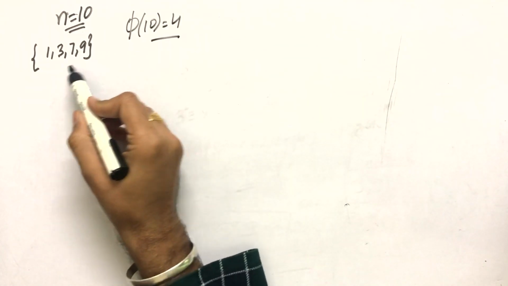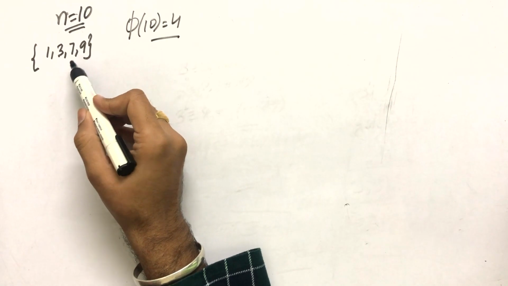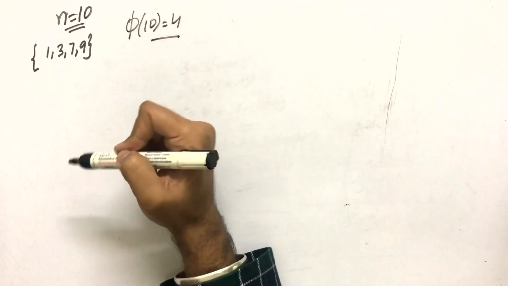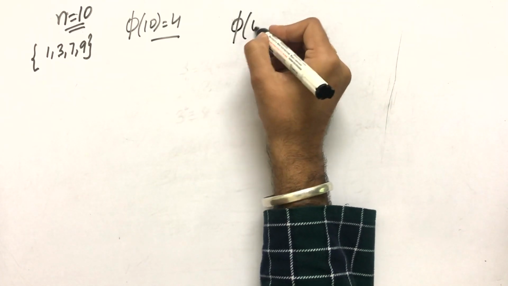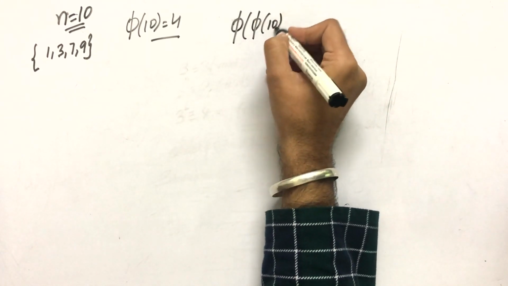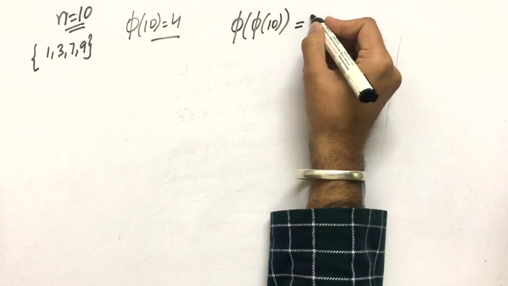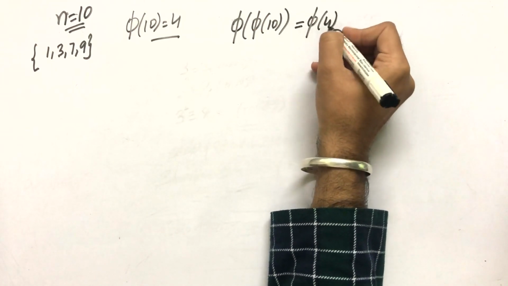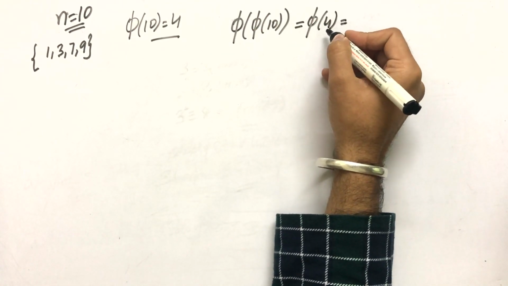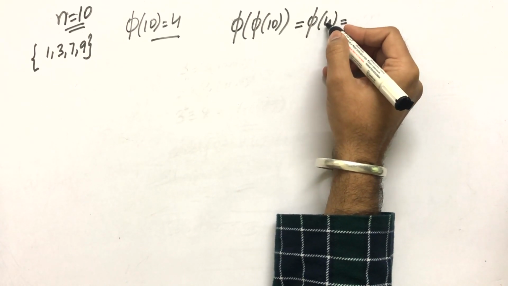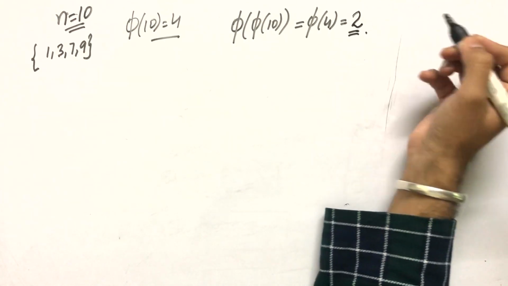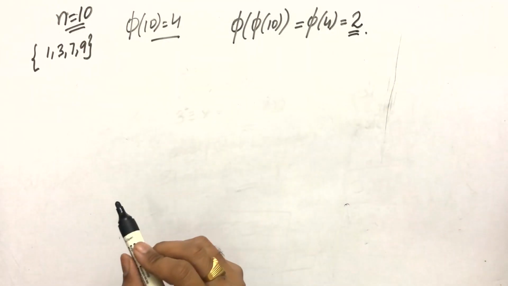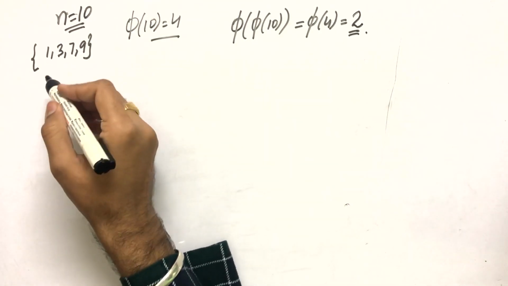Out of these 4 numbers, a primitive root is one whose order is 4 modulo 10. Now how many total primitive roots are there? Phi of phi 10. We already have phi 10, that is phi of 4. And how much is phi 4? What are the numbers less than 4 and relatively prime to 4? Only 1 and 3, 2 numbers. So that means a total of 2 primitive roots. So let us start finding.